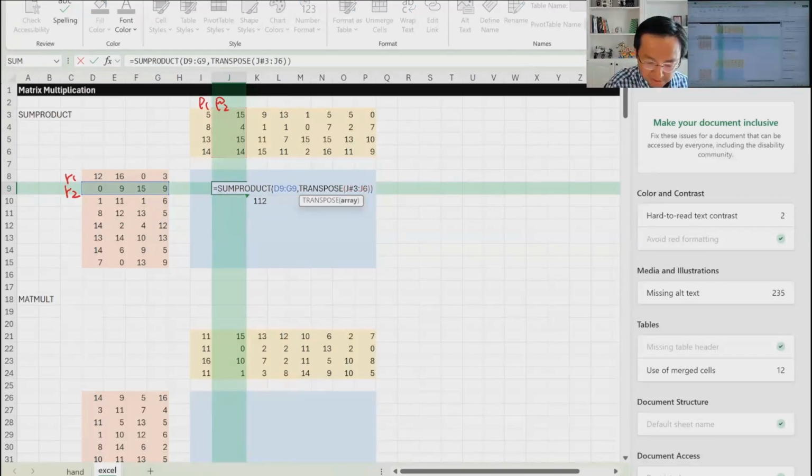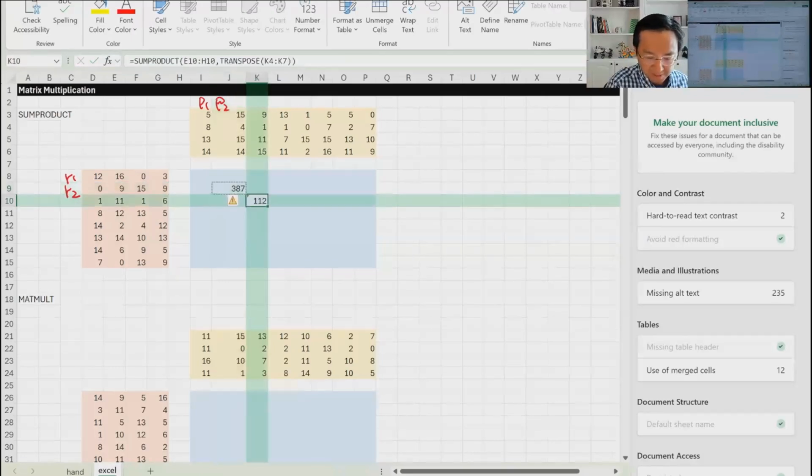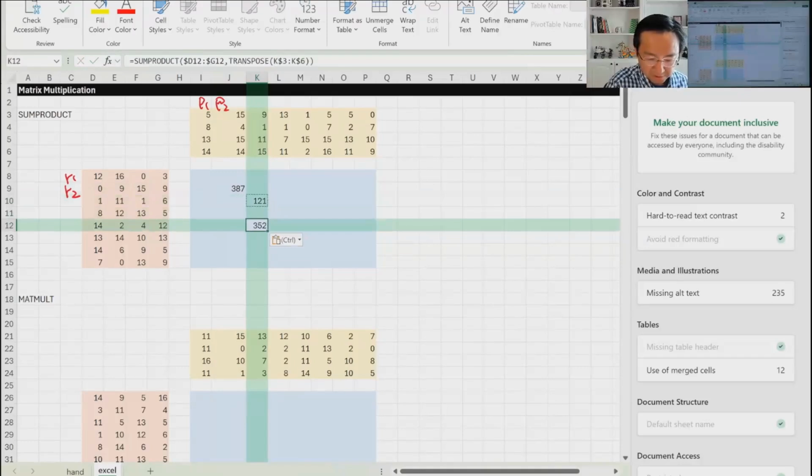I want to fix the row. So this 3 to 6, always 3 to 6. And for the blue ones, I would like to fix the column, D and G, always D and G. Once I do that, and then I paste over here as a text, you can see that it looks just about right.